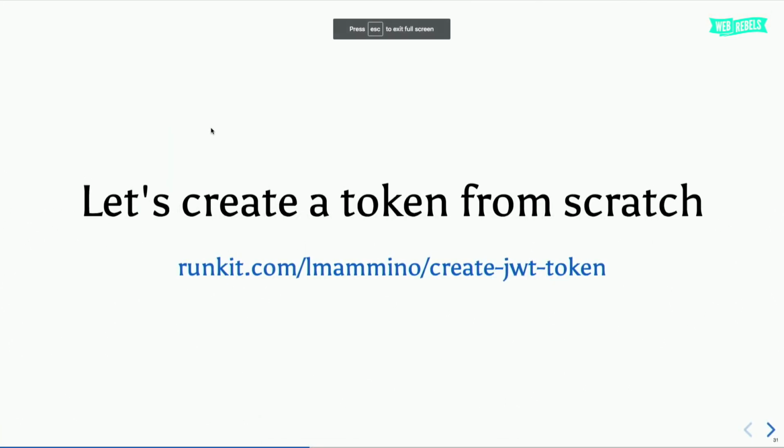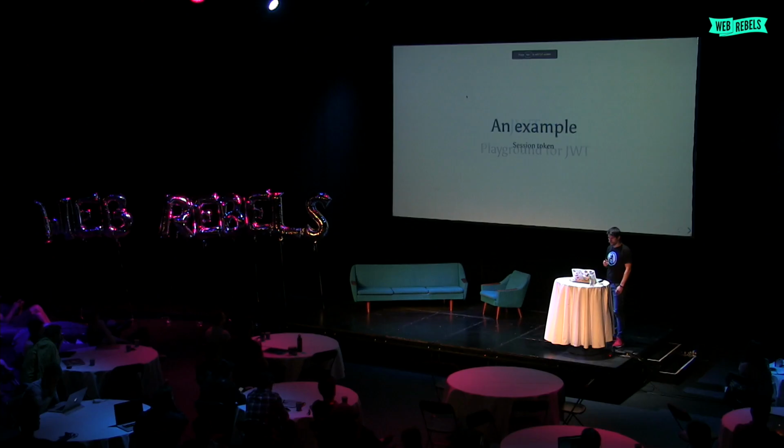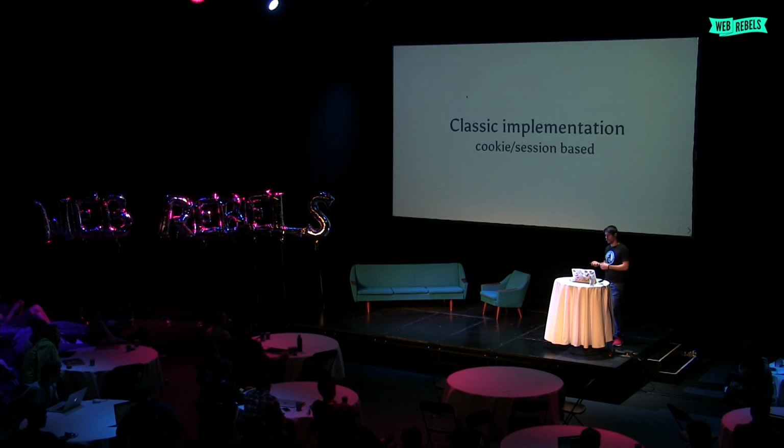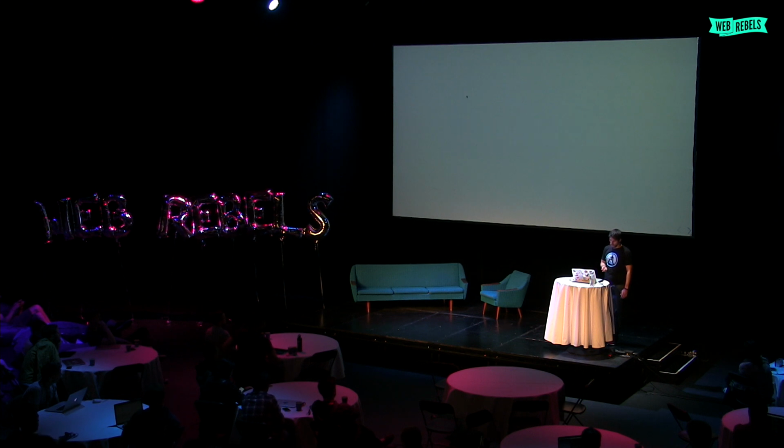So let's go back to the slides. So I showed you JWT.io. Now let's try to understand when to use JWT tokens, and why they are useful. Let's make an example. One of the most common examples is session tokens. I'm going to show you the difference between a classic implementation where we use cookies and a session storage, and compare that with using just JWT tokens.